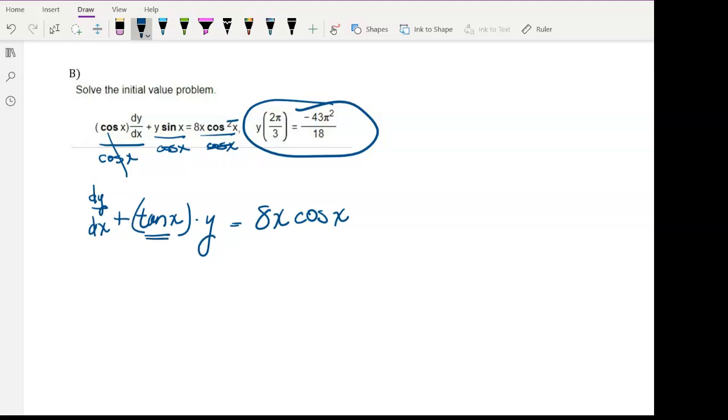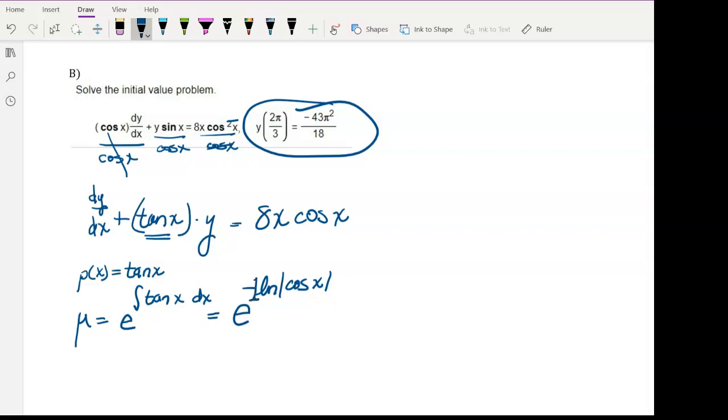So from this format, we can see that our p of x is equal to tan x. To find our integrating factor, mu, we've got to have e to the power of the integral of tan x, which is negative natural log cosine x. The e and the ln will cancel if we take this negative and move it back up to the exponent position. Once they're right next to each other, then they cancel.